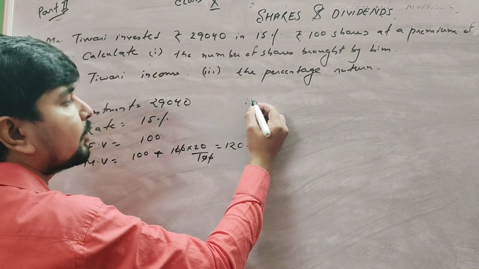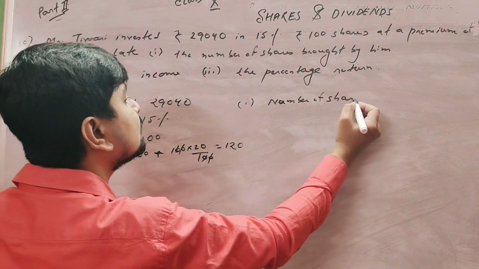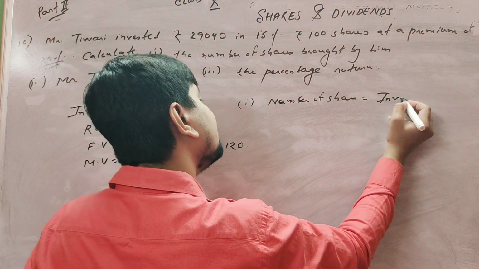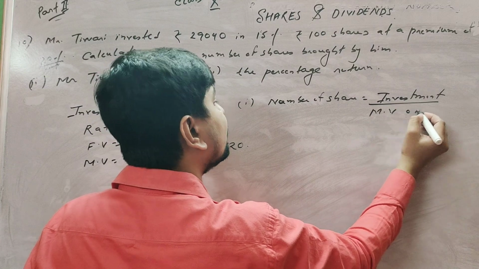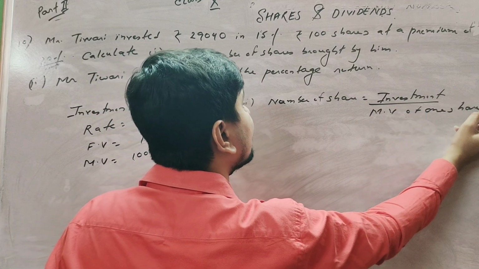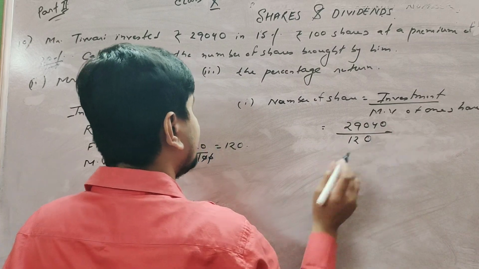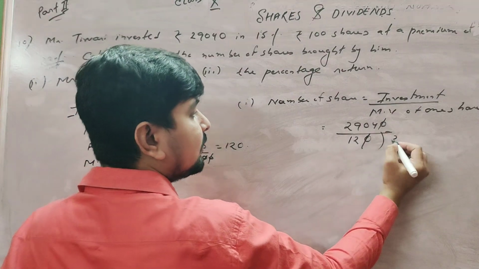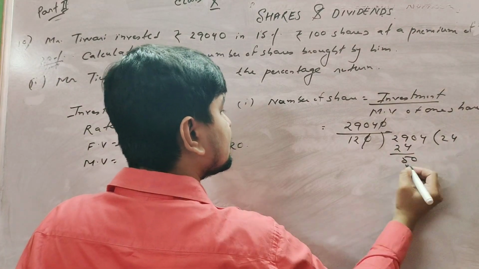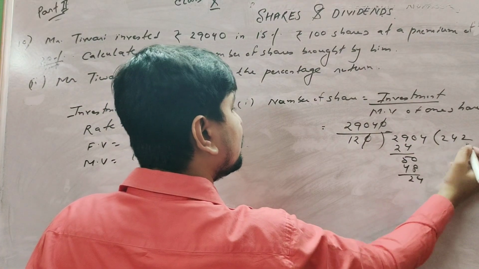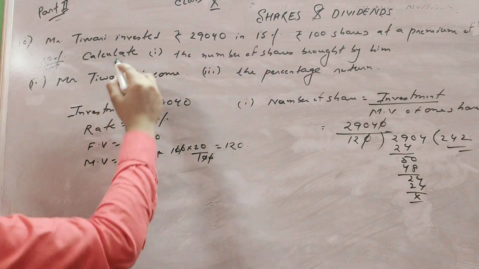We know the formula for number of shares equals investment by market value of 1 share. Clear? So investment is 29040 and market value is 120. So cut the 0 down. 2904, 2s are 24, 5 0, 4s are 48, 24, 2s are 24. So the number of shares is 242. Done. The first question is complete.